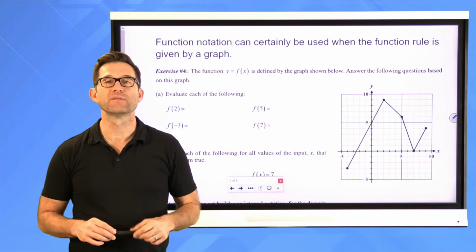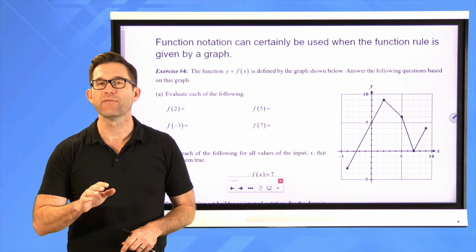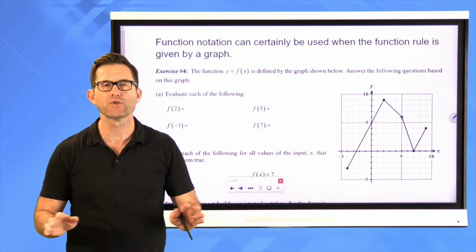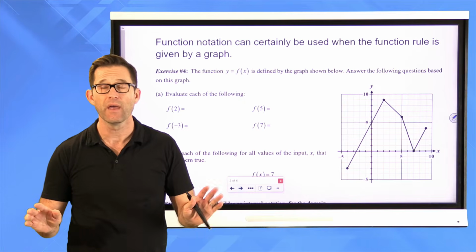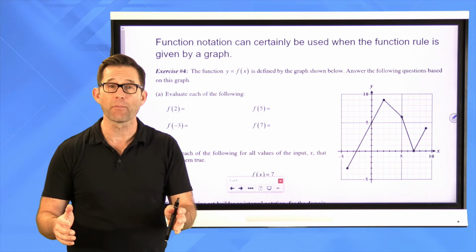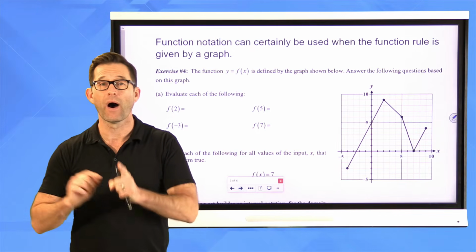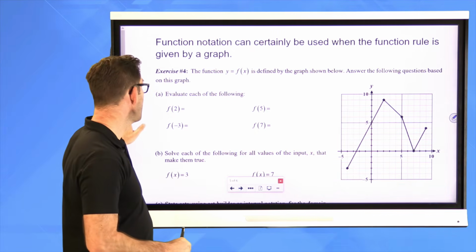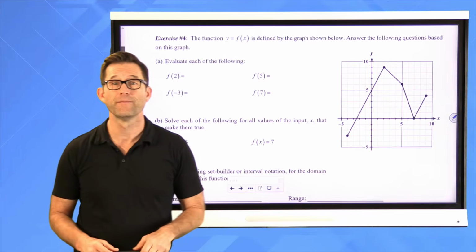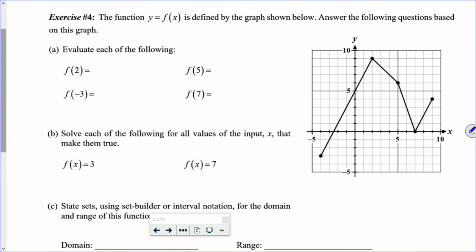Function notation can certainly be used when the function is given by a graph and there's no equations or no tables or anything, okay? The thing that's important to always remember is that the input is the x and the output is the y. So, knowing that, let's do exercise number 4. The function y equals f of x is defined by the graph shown below. Answer the following questions based on this graph. Letter A, evaluate f of 2, f of negative 3, f of 5, f of 7.